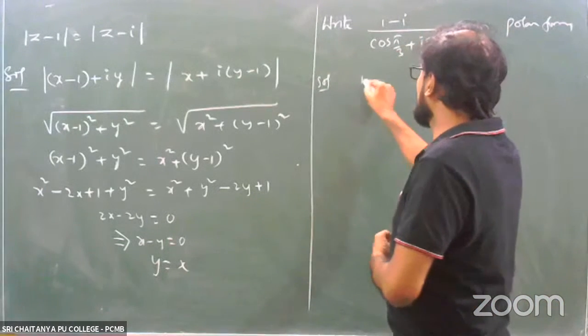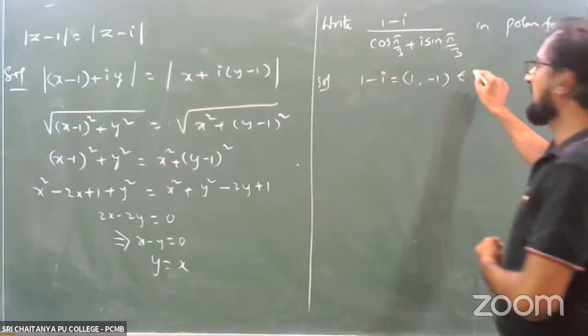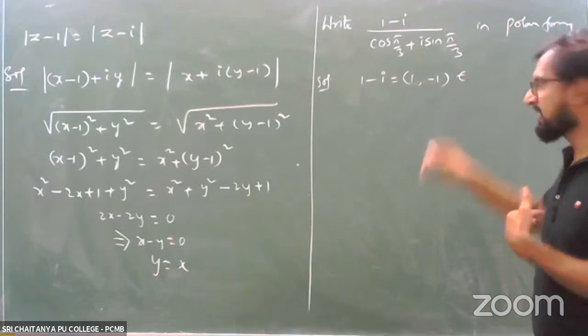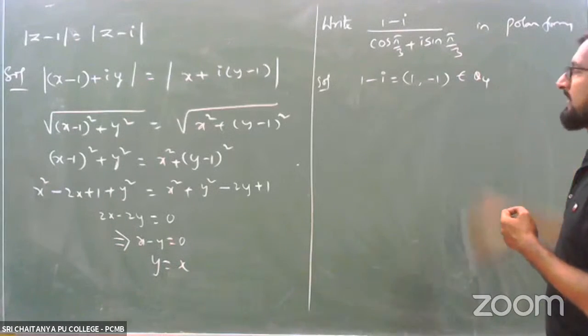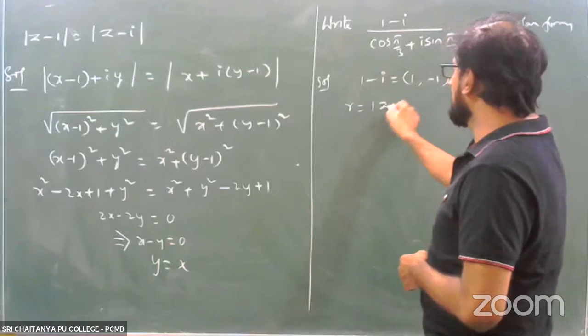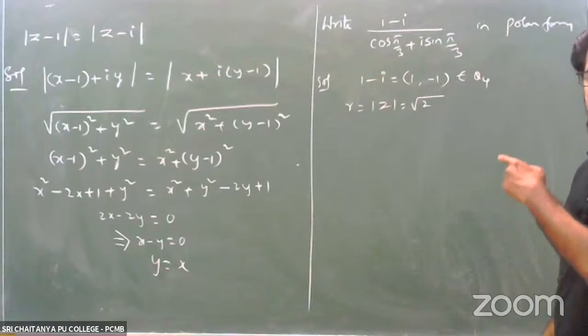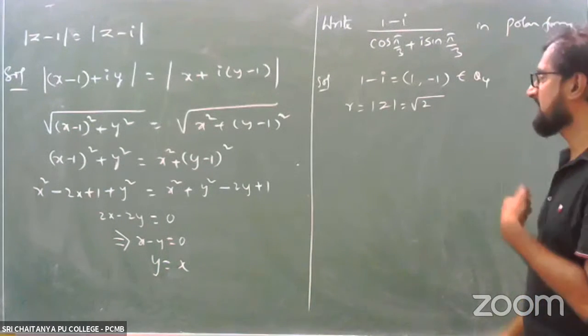See here, 1 minus i can be written as (1, minus 1), which belongs to x positive, y negative, which is in the fourth quadrant, right? Therefore, in the fourth quadrant, r value is equal to mod z is equal to root 2. I hope you understood this point, which is called the modulus of a complex number.